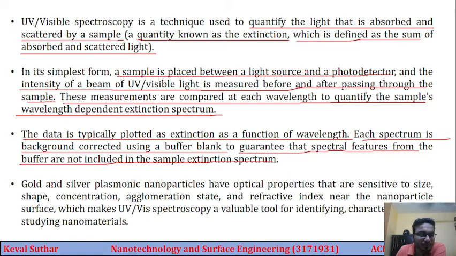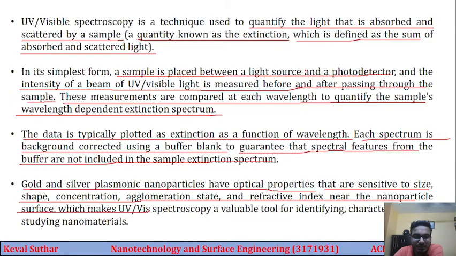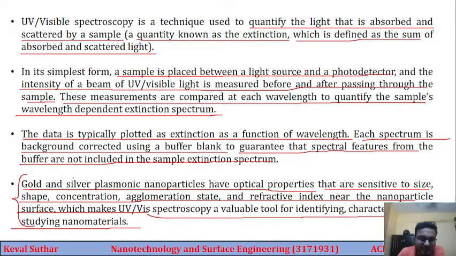Now the next point is that gold and silver plasmonic nanoparticles have optical properties that are sensitive to size. So in case of gold and silver nanoparticles, they are very sensitive to size. Then they are also sensitive to shape, concentration, agglomeration state, and refractive index near the nanoparticle surface, which makes UV or visible spectroscopy a reliable or valuable tool for identifying, characterizing and studying nanomaterials. So this is the advantage of visible spectroscopy. So kindly consider this as an advantage.